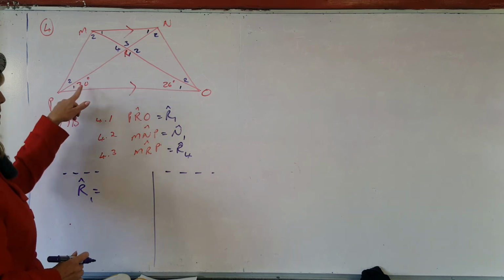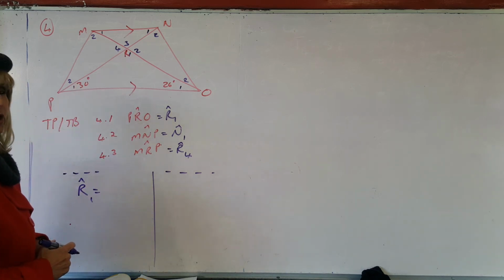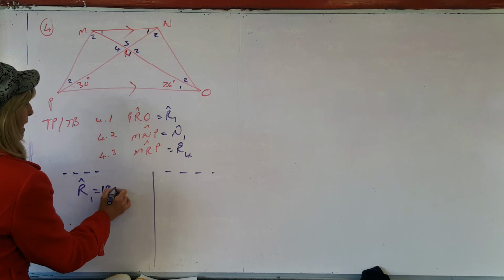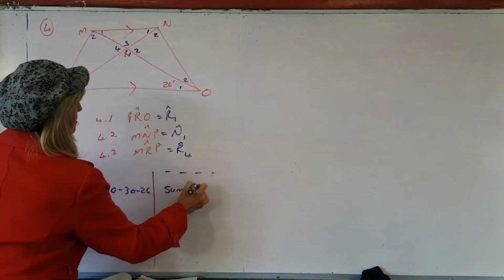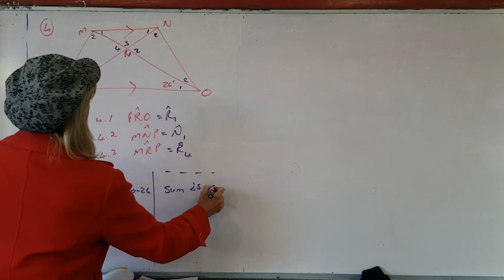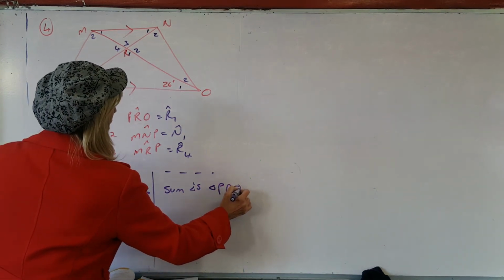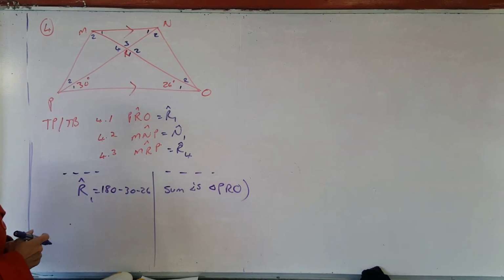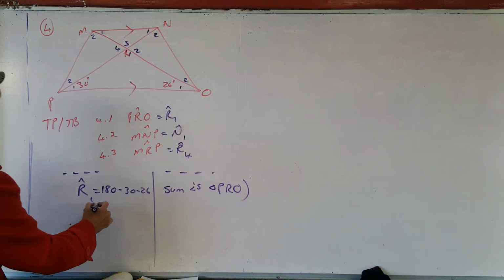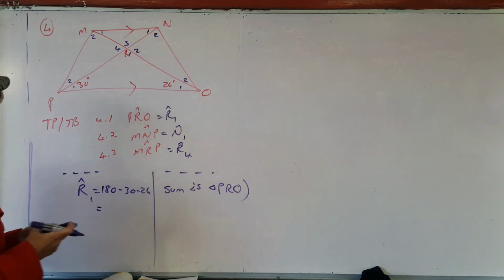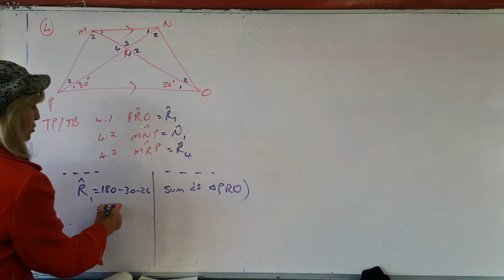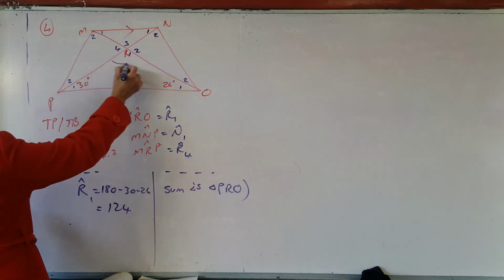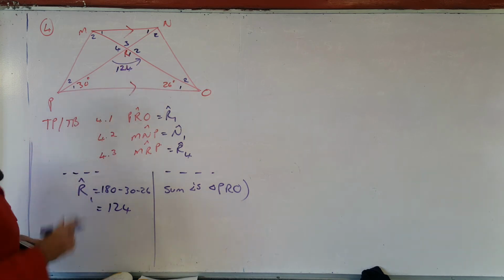180 minus the 30 and the 26. If you want to show it, it's fine. 180 minus 30 minus the 26 because it's the sum of the angles. And there's so many triangles, maybe we should say triangle PRO. Dis die binnehoeke van 'n driehoek wat 180 grade is. Maar dan moet ek nog die antwoord neerskryf. If you didn't write that step, it's fine. 180 minus the 56, which those two add up to is 124. So this one should be 124.